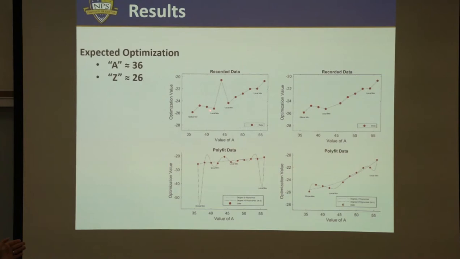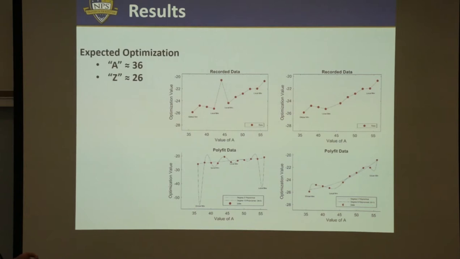You can see at 44, there is a data point which looks out of place. And that kind of illustrates the difficulties in using CFD as a blind source of data for the Z function, because going from 36 to 58, it had an inconsistent solution from CFD at 44. But the polyfit data for those points are given down here.